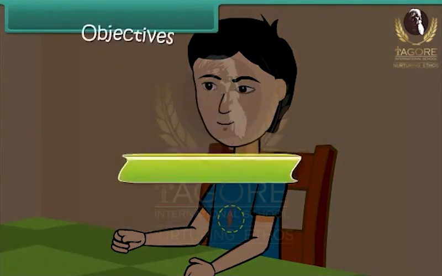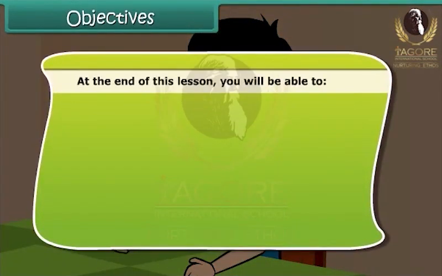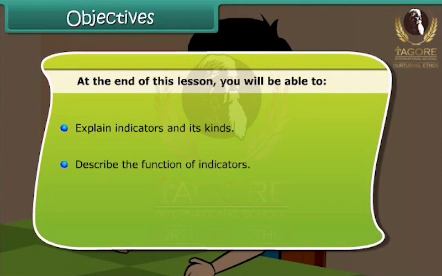Objectives. At the end of this lesson, you will be able to explain indicators and its kinds, describe the function of indicators, define neutralization.